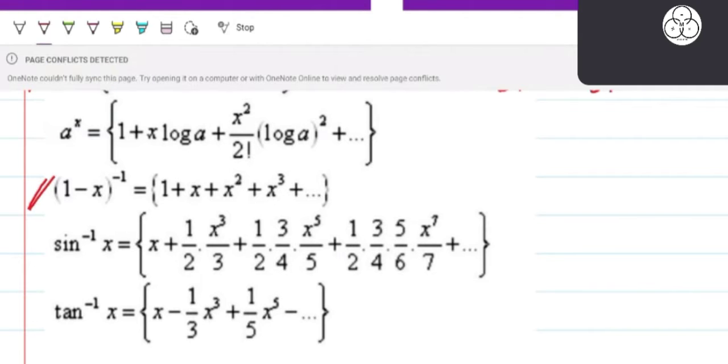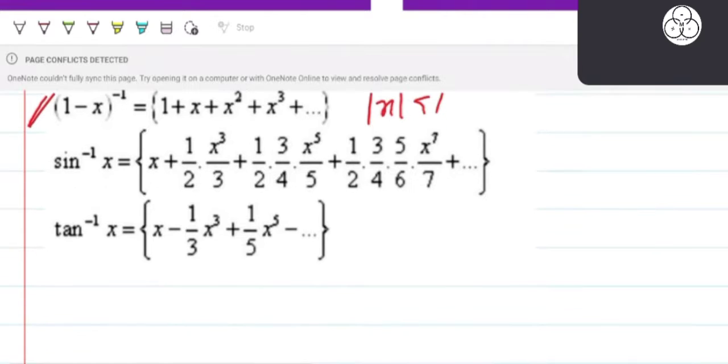This is nothing else but an infinite GP, we all know, right? This is nothing else but an infinite GP, mod x less than 1. Then sin inverse x, tan inverse x.